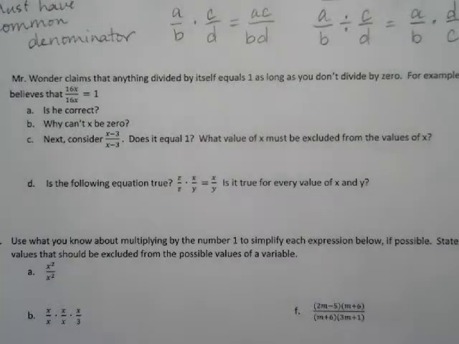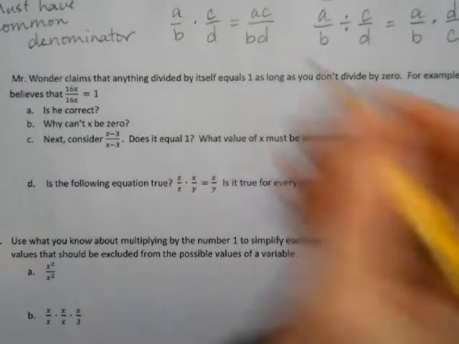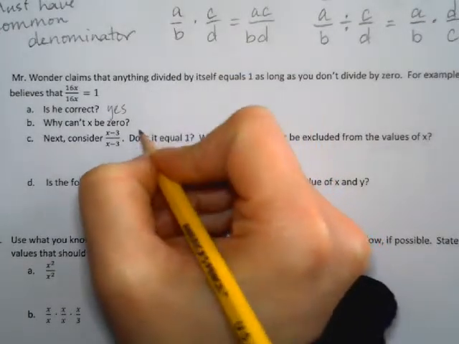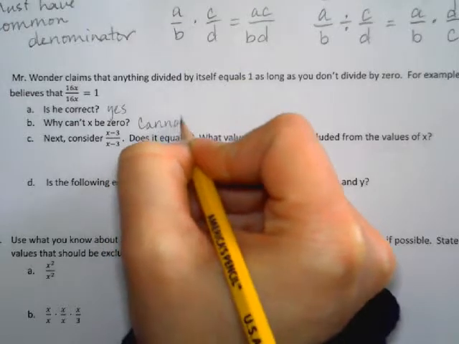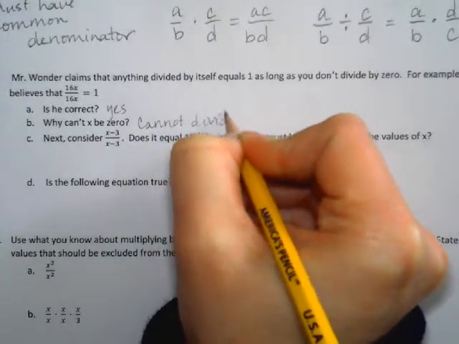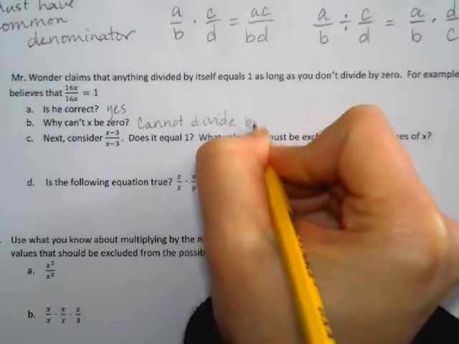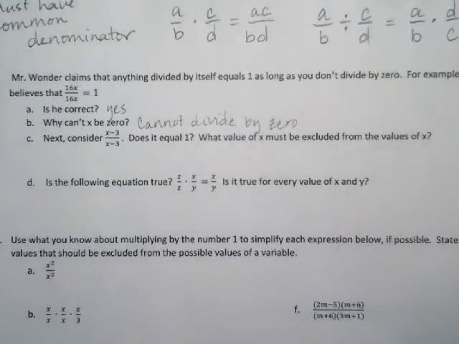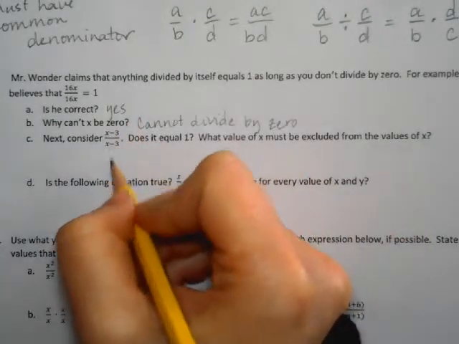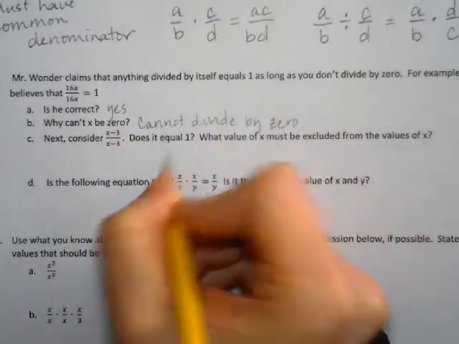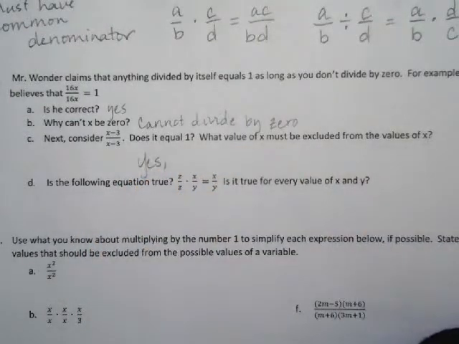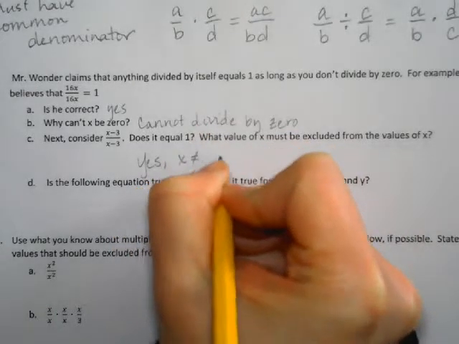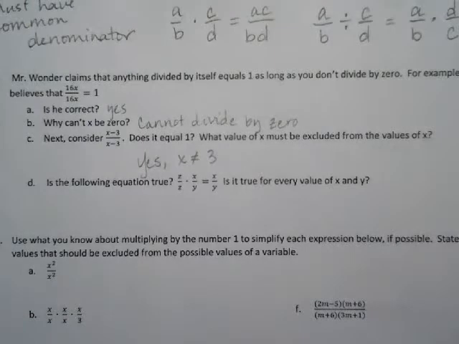All right, so on the 16x over 16x equals 1, yes, he is correct on that. X can't be 0 because you cannot divide by 0. Now, if I have x minus 3 over x minus 3, does that equal 1? Yes, it does. Same thing, divided by itself, that's going to equal 1. However, what can x not be? 3, because 3 would make the denominator 0, so we have to watch out for that. So x can't be 3.